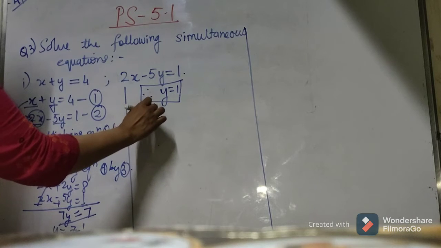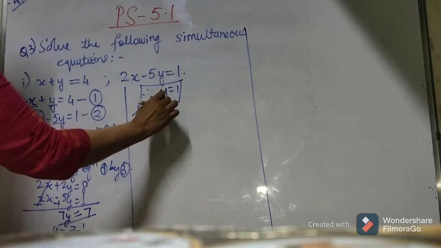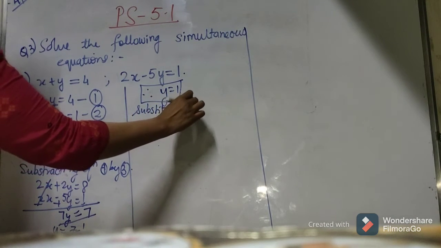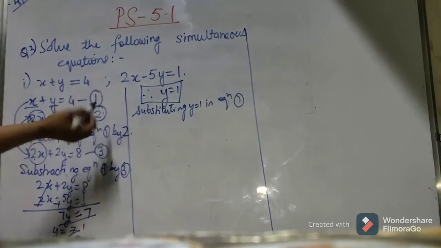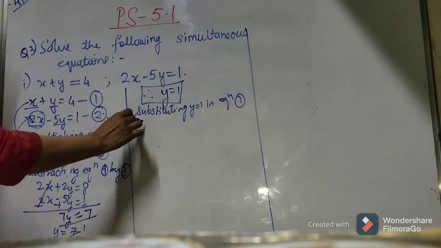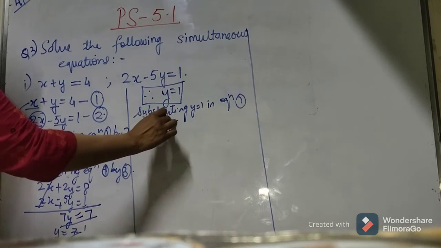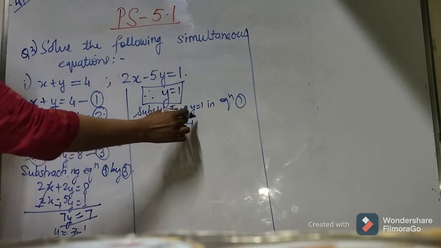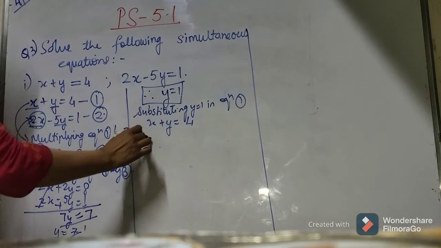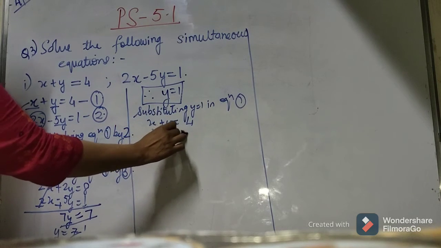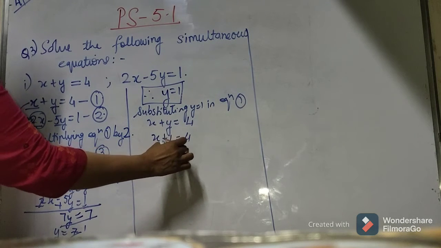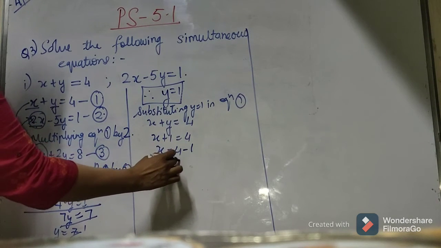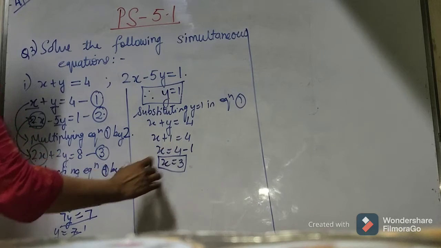Now I have to substitute the value of y in equation 1. You can substitute in either of the equations 1 or 2. I am substituting it in 1. The first equation was x plus y is equal to 4. So instead of y, I am going to put 1. So x plus 1 is equal to 4. So x will be 4, now this 1 goes there, so it becomes minus 1. So x becomes 3. Okay.